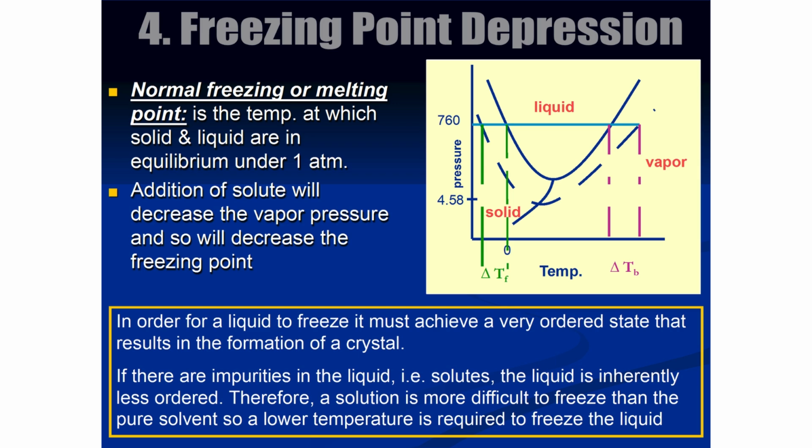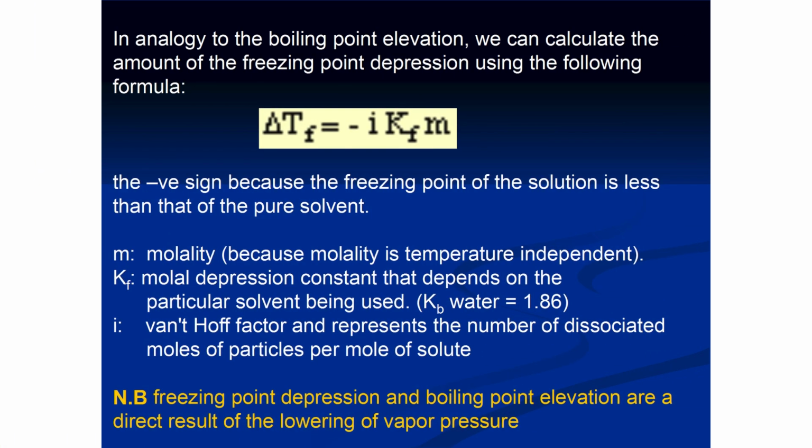The figure illustrates this, showing the freezing point of the solution is lower than that of the pure solvent, with the depression labeled as delta T_F. In analogy to boiling point elevation, we calculate the freezing point depression using the formula. The negative sign indicates the freezing point of the solution is lower than that of the pure solvent. Here, m is molality, K_F is the molal freezing point depression constant. For water, it's 1.86 degrees Celsius per molal, and i is the Van 't Hoff factor.